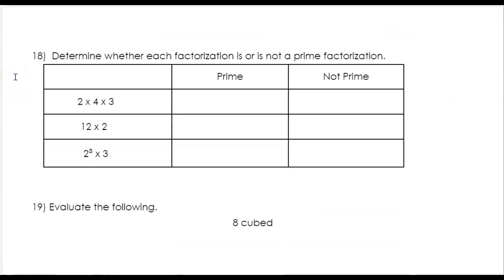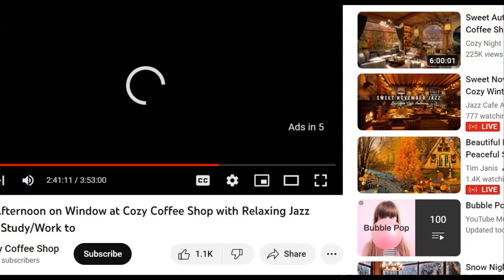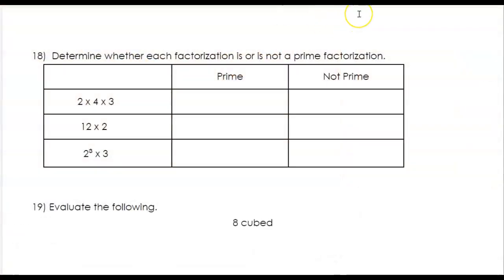18. Determine whether each factorization is or is not a prime factorization. 2 times 4 times 3, 12 times 2, 2 cubed times 3.